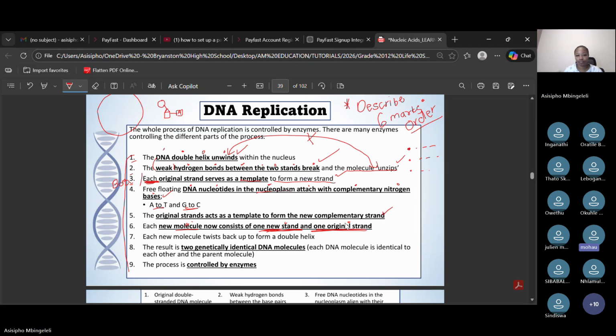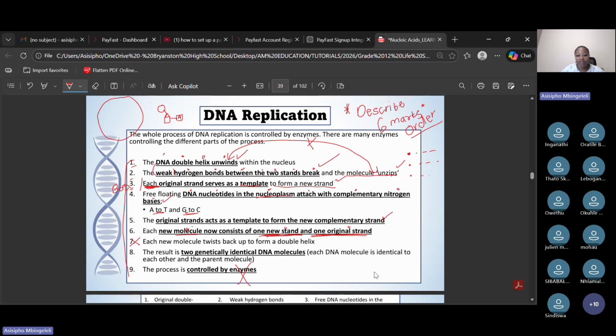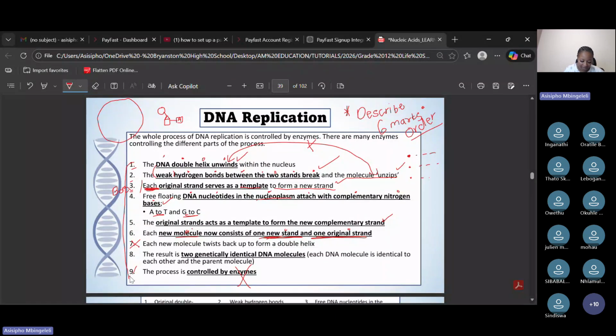It doesn't include the process is controlled by enzymes. There's no part in my textbook. Okay, good one. There is no mark for this. Point number 7, there's no mark for it also. So everything else there is a mark for, but point number 9 and point number 7, there's no mark for it.